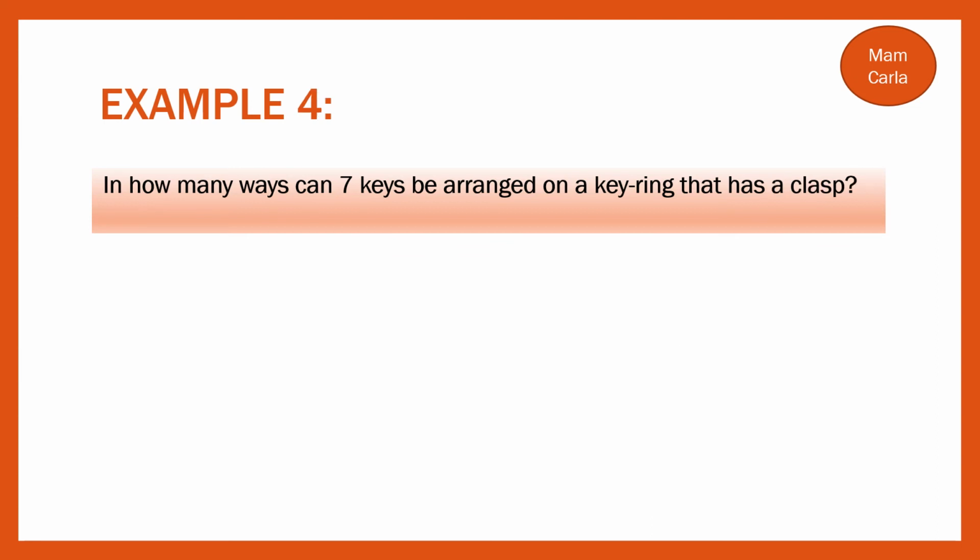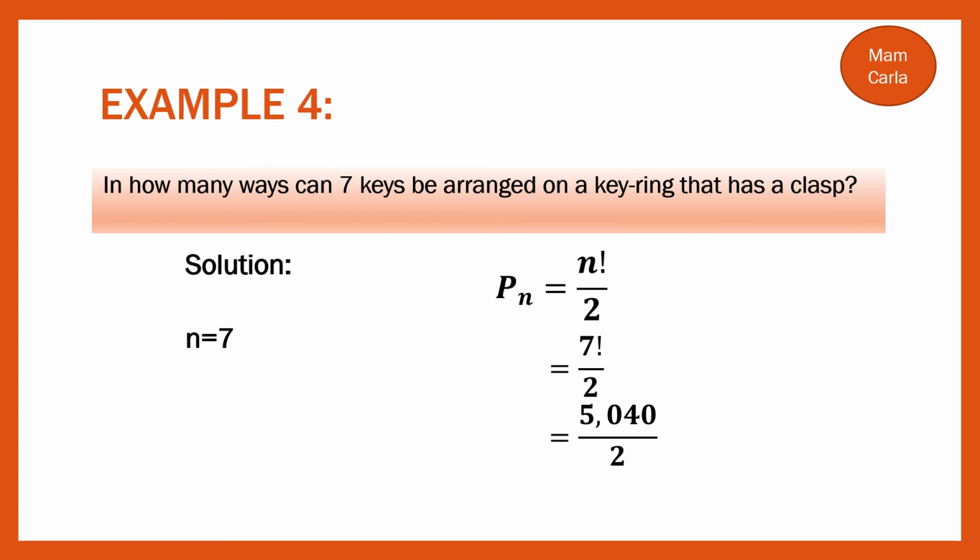Let's have the fourth example. In how many ways can 7 keys be arranged on a keyring that has a clasp? So for the solution, we have n, which is 7. So since the keyring has a clasp, we will be using the formula n factorial over 2. Substituting the value of n, which is 7, we have 7 factorial over 2. The value of 7 factorial is 5040. We divide it by 2. So we have 2520 ways of arranging the 7 keys on a keyring that has a clasp.